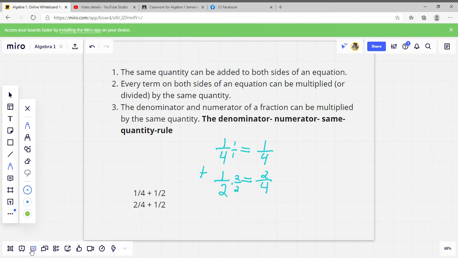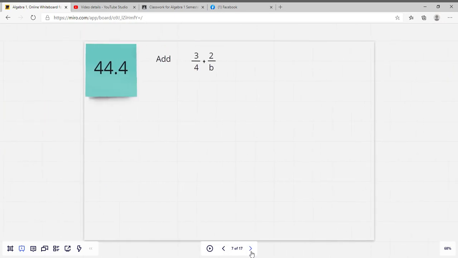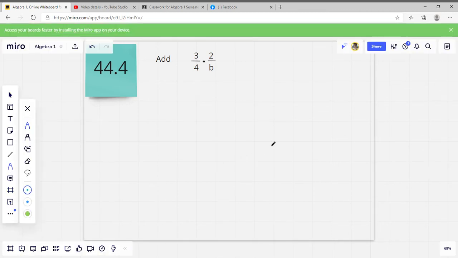All right, so let's try some example problems. This first one is 3/4 plus 2 over b. We've got to find a common denominator first. So first I'm going to draw my fraction bars with my plus in the middle. The common denominator of b and 4 would be 4b. I'm just multiplying those together. 4 times b is 4b.